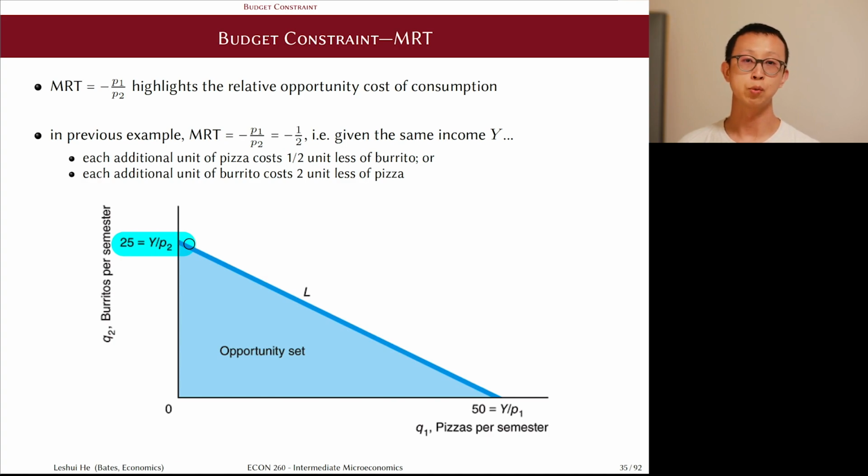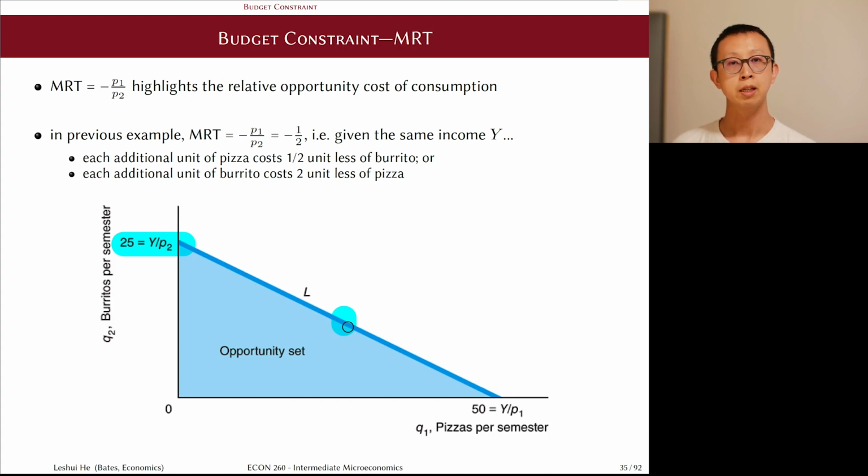So how many units of burritos do we have to give up in order to buy the slice of pizza? Well, to free up $1, which is the price for pizza, we will have to give up exactly half a unit of burrito, because the price of burrito exactly doubles that of the pizza. And this is exactly what the measure MRT is telling us. In fact, this trade-off is true for any point along the budget constraint. Because we're already exhausting our budget, to purchase one extra unit of pizza, we will have to decrease the amount of burritos by 1/2 in order to satisfy the budget constraint.